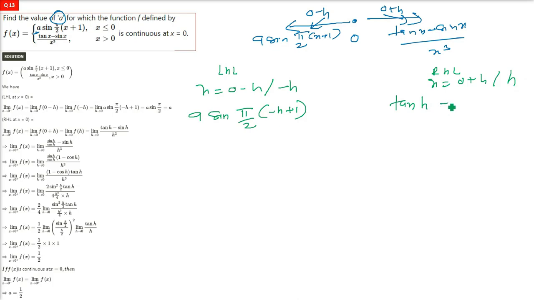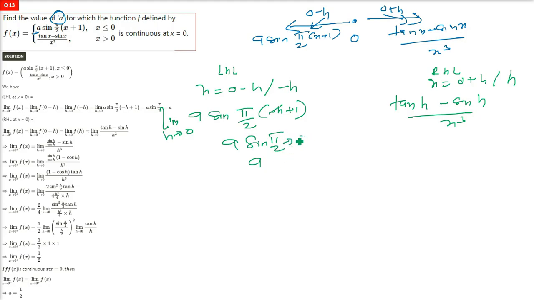In place of this x, I am putting h. Tan h minus sin h divided by x cube. Now keep an eye on x cube. We'll do that in a short while. So here, I'll just apply a limit here only because it is sin pi by 2 minus h plus 1. There is only one h. So if you apply a limit, minus h will be 0. It will simply be sin pi by 2. So when I apply the limit here, it will be sin pi by 2. And sin pi by 2, sin 90 degrees, when we apply limit h tends to 0, sin 90 is 1. So on the left hand side limit, we have a only.